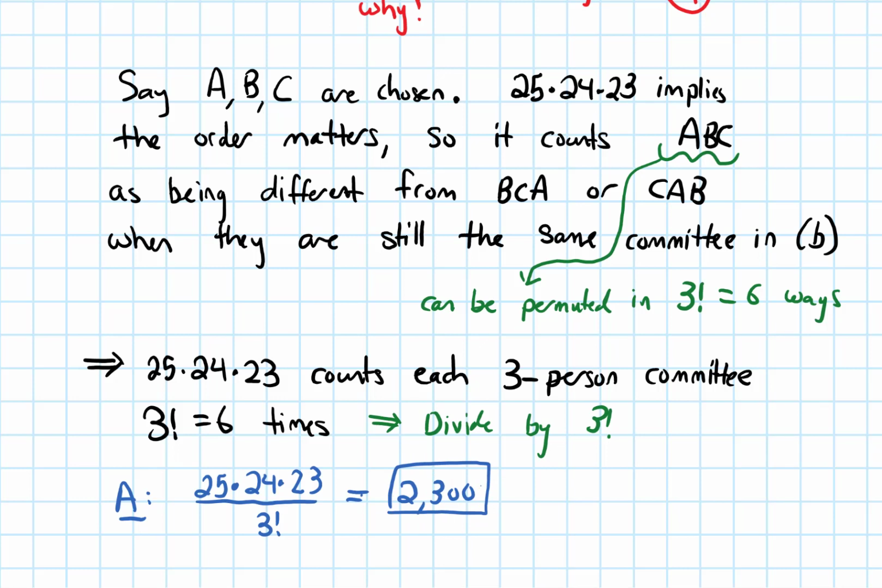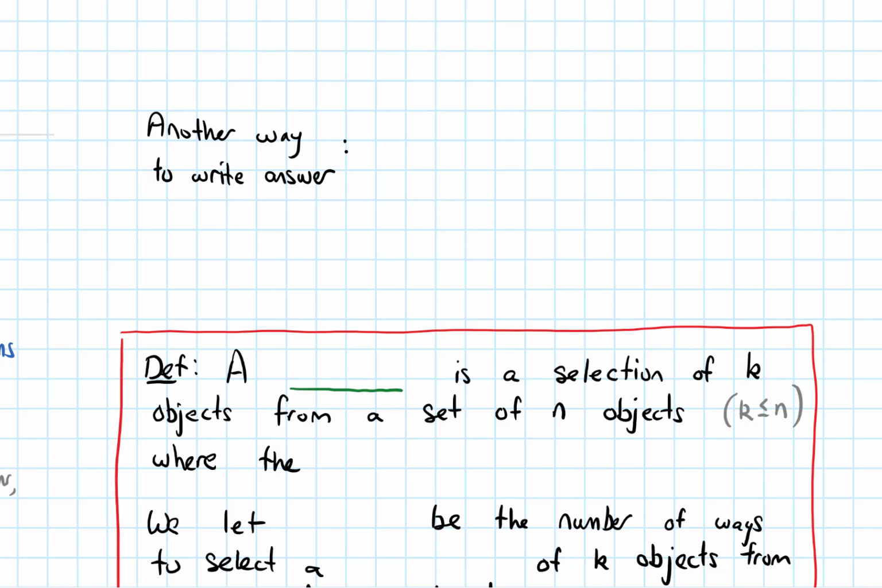So just like with permutations, there's a way to write stuff like this purely in factorial form. And that's what I want to do next. So let's think about another way we could write our answer. So we had the value 25 times 24 times 23 all over 3 factorial.